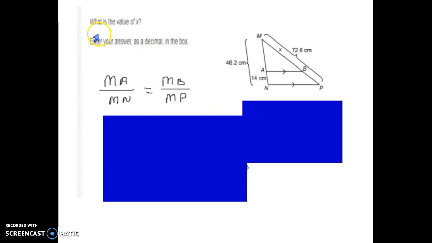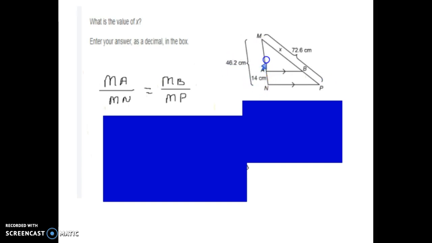The next one here, they want us to find the value of x, and x here is MB. So we can set up the side splitter theorem. We can set up a ratio that this side, MA, is to the whole, MN, as MB is to the whole, this side, MP. So they give us 46.2 and they give us 14.